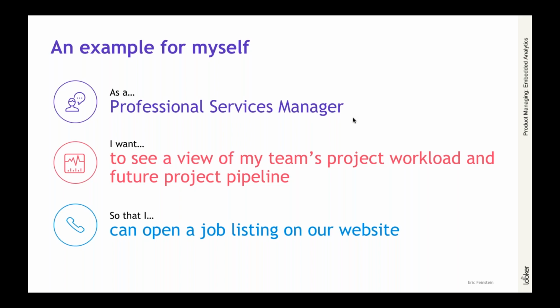So one thing I want to do is hire appropriately. As I have more projects and more things coming in the pipeline, I want to know when my team is going to hit capacity. And then I can open a job posting and get some more people on my team. So this is an example of: I want to see my workload and the future pipeline so that I can open a job listing. Clearly define who I am, what I'm going to do, and with what data. There's lots of other things I might want to do. See customer satisfaction scores.